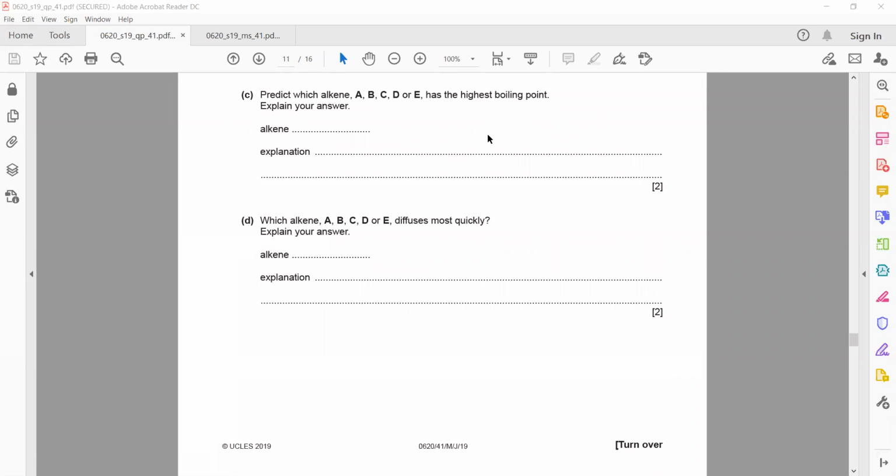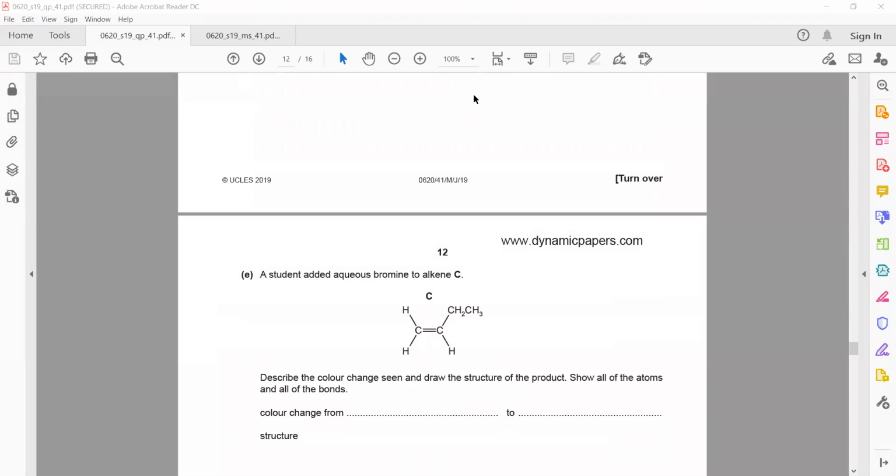Rather than chain, for diffusion you should consider the mass to explain diffusion, rather than mentioning a chain. Chain you will mention when you're comparing the boiling points.